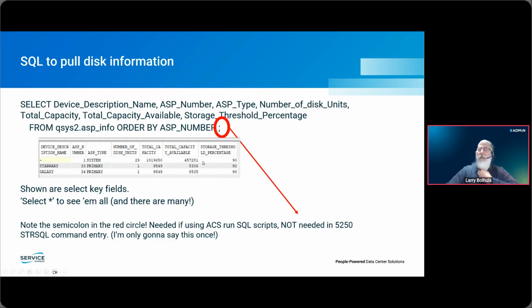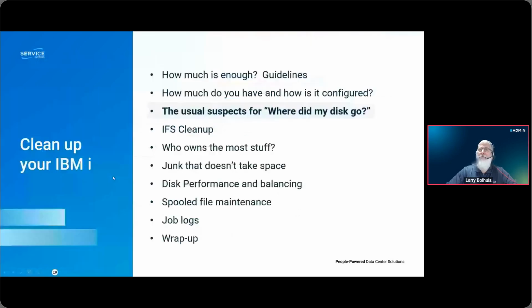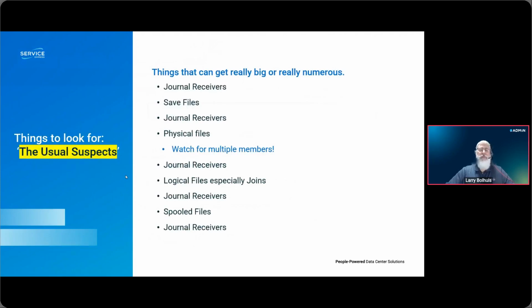And then we have two independent ASPs. In this case, Star Wars and Galaxy were the two at the time. These were only for testing and playing around with, so they only have one disk unit. But this tells you what disk you have on your system. That's the point of this. It runs very, very quickly.